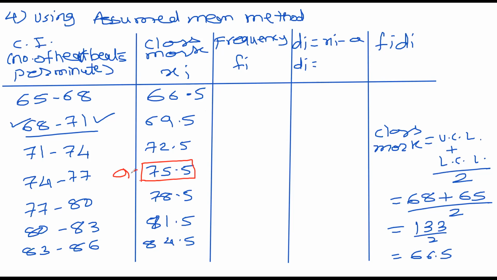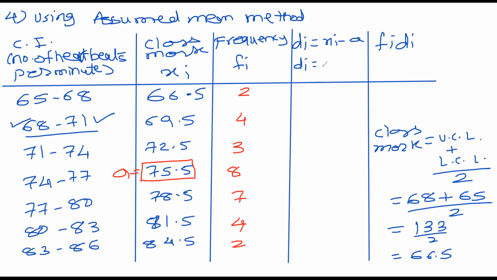Right? Now let us assume that 75.5 is the mean. Okay, त्याला A म्हणूया आपण. Right? Now the frequency remains unchanged, 2, 4, 3, 8, 7, 4, 2. That is the frequency given to you. Okay.